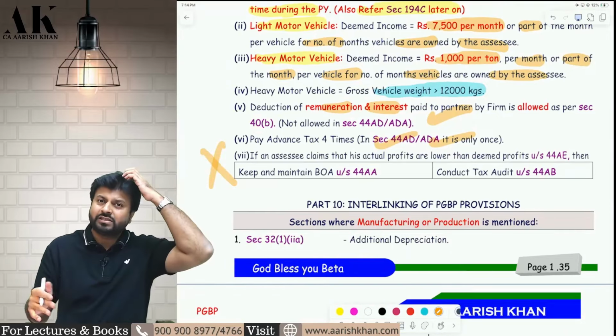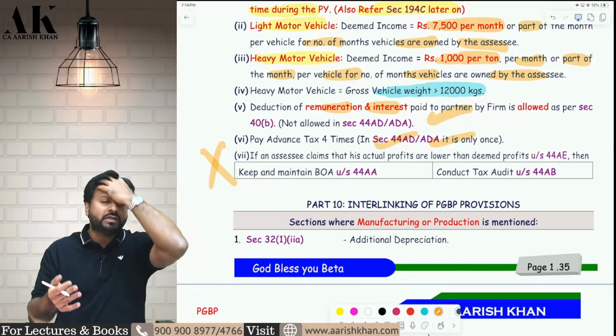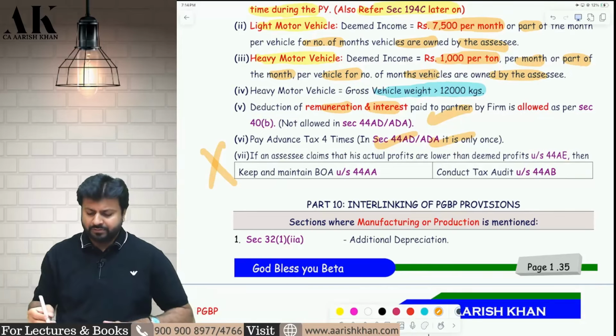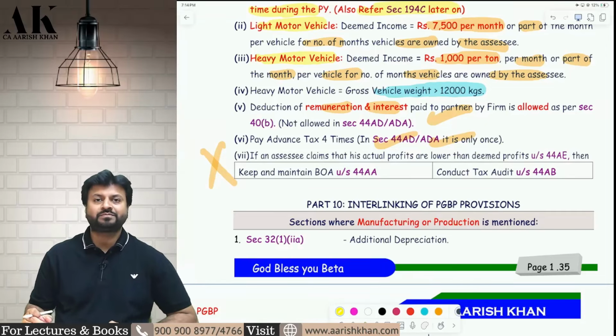If you don't want to follow this section, don't follow. Then maintain books of account and conduct tax audit and prove that your profit is lower than your deemed profit, and we will accept your profit. I hope it is clear to all of you. And here we complete the entire PGBP from section 28 to 44.